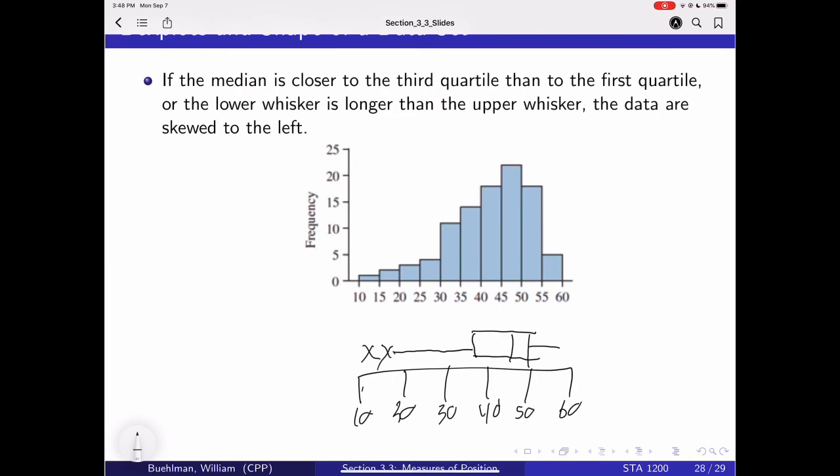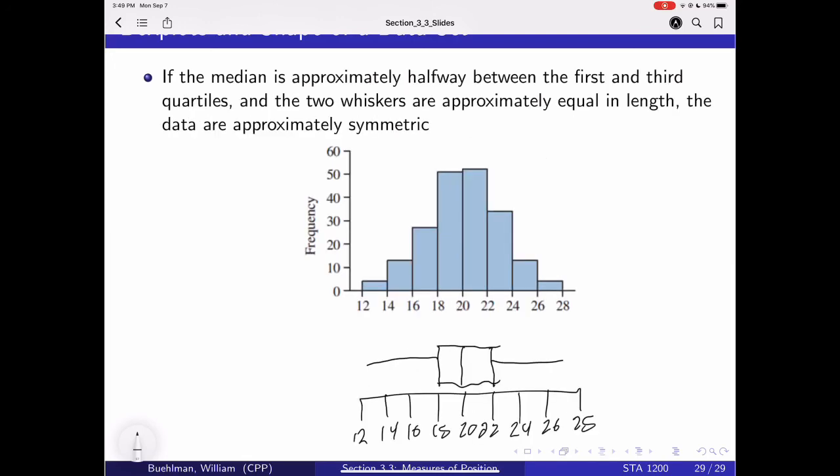If the median is closer to the third quartile than the first quartile, or the lower whisker is longer than the upper whisker, the data is skewed to the left. So remember, we have the bulge of the data here. It tails off to the left, so that's skewed to the left. And below it here is a sample of what the box plot could look like.